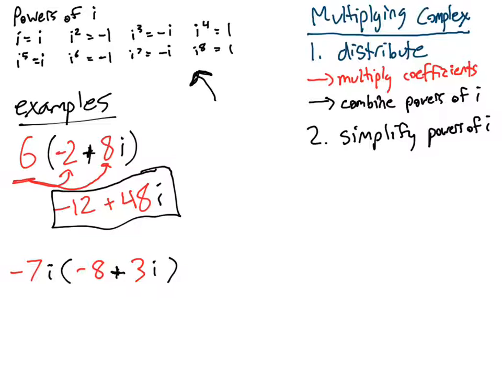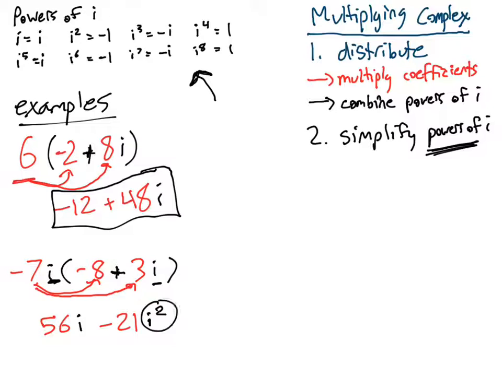But in this next example, when we multiply, we're going to multiply these coefficients and distribute and combine together powers of i. So negative 7 times negative 8 is positive 56, and we also have an i that we're distributing to that term, so this is 56i. We're also going to multiply negative 7 times positive 3 to get negative 21, and i times i gives us i squared. And any higher powers of i in our final answer should be simplified.